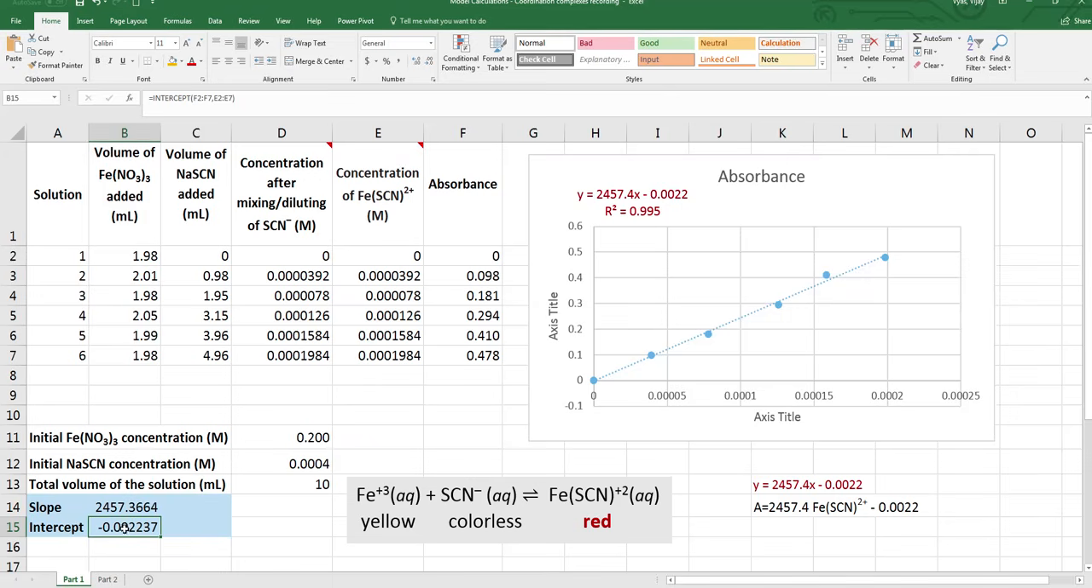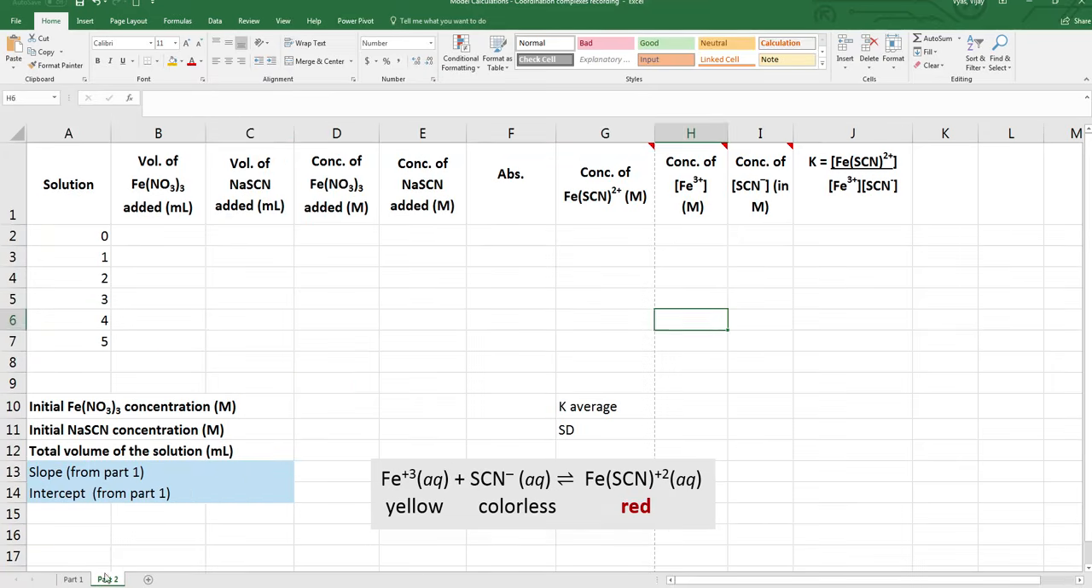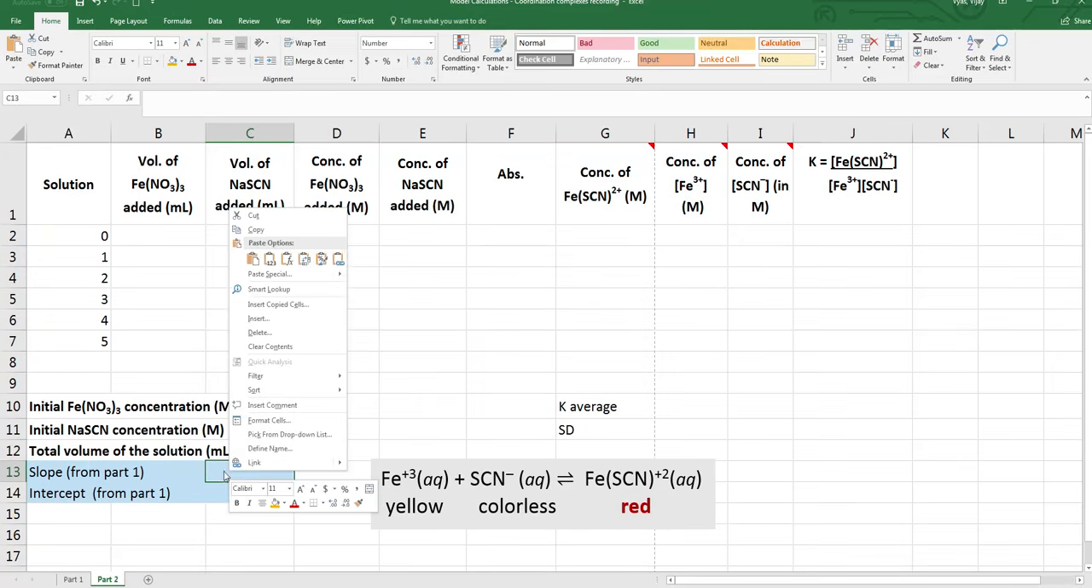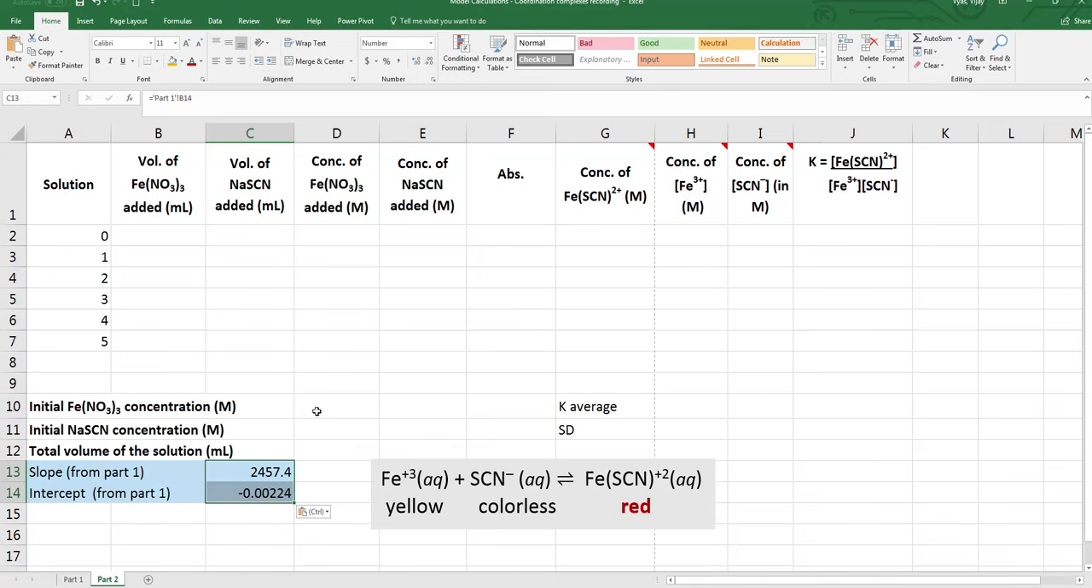Now, these are the numbers that we will be using in part 2, or typically this equation, because if we are getting absorbance, you can get the iron thiocyanate concentration from absorbance using this relationship. So let's transfer this slope and intercept, Control C, to part 2. And what we do here is paste it as a link. What this allows us is if you change anything in part 1, those changes will automatically be taken care of in here. You do not have to manually change anything.